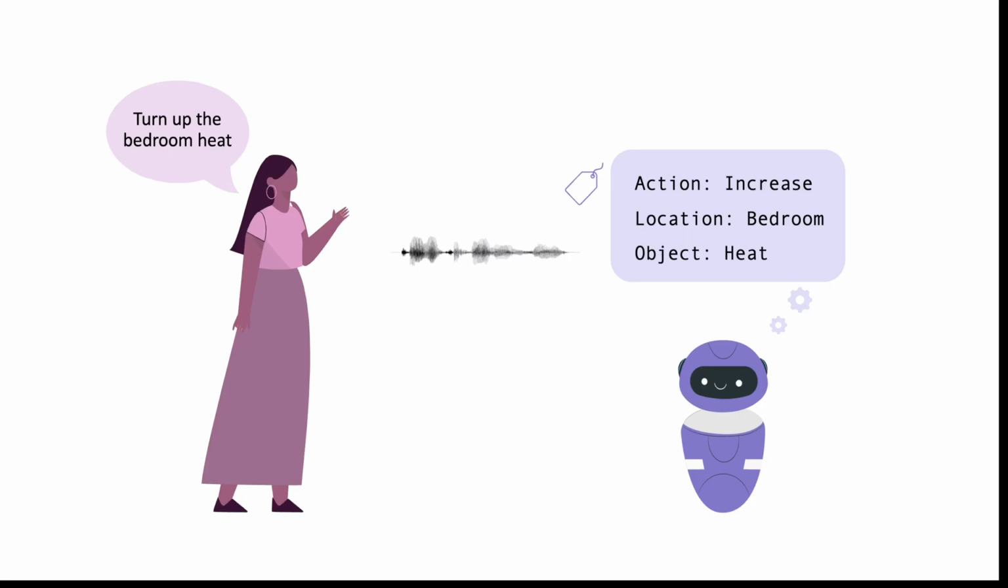One application is the one reported here, which is the task of intent classification when we interact with a virtual assistant. For example, we ask them to turn up the bedroom heat, and these models process the audio signals and can label our data to then perform some task. So, for example, the assistant predicts that the label of the slot action is increase, the location is bedroom, and the object is it.